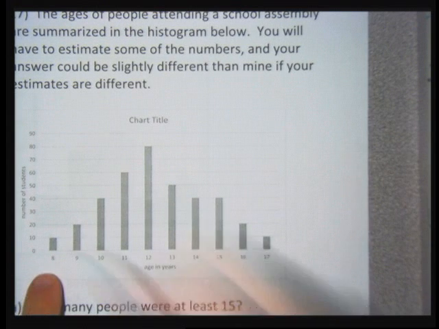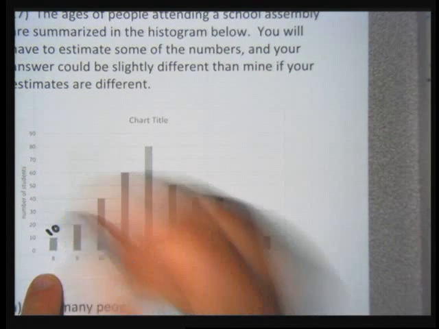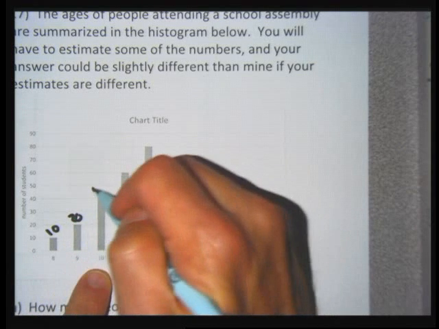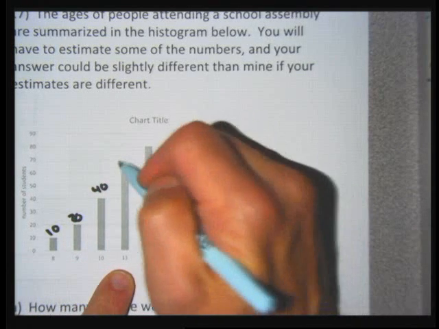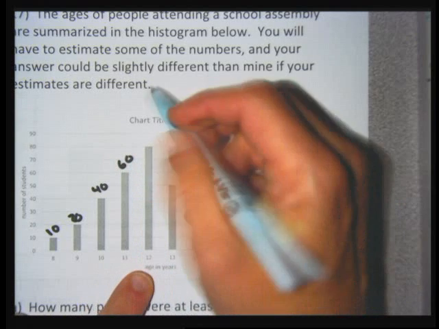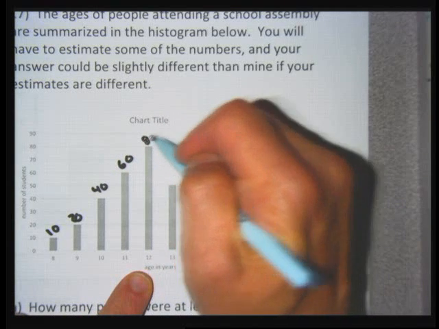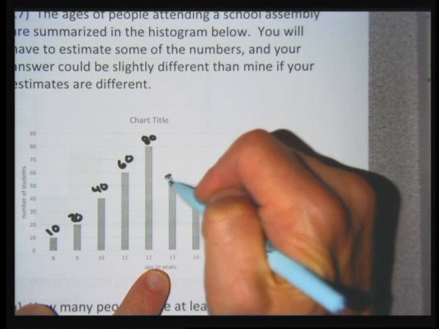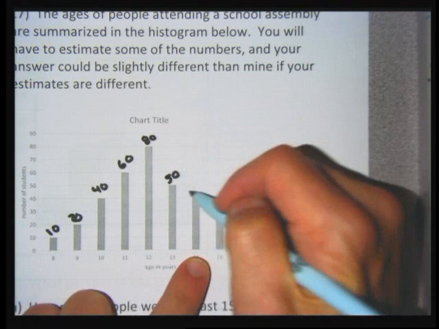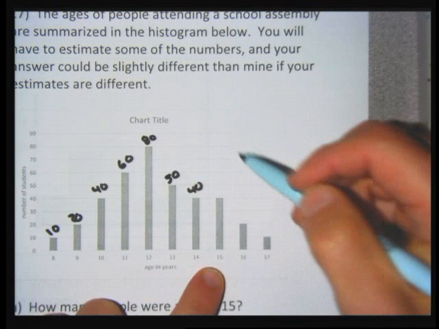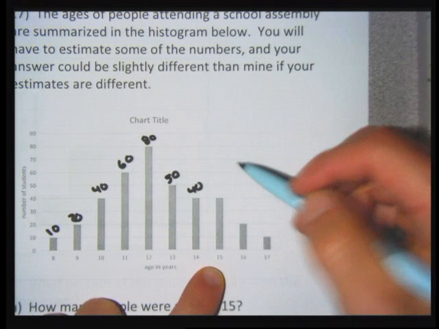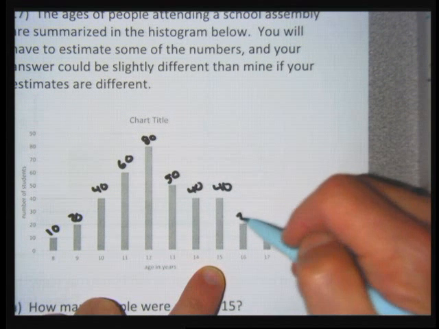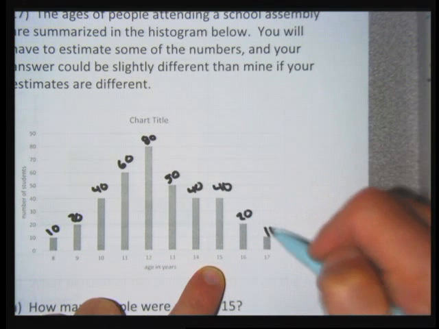For 8 years old, there were 10 people. For 9 years old, 20. For 10 years old, 40. 11 years old, there were 60 people. 12, there were 80 12-year-olds. 50 13-year-olds. 40 14-year-olds. 40 15-year-olds. 20 16-year-olds, and 10 17-year-olds.